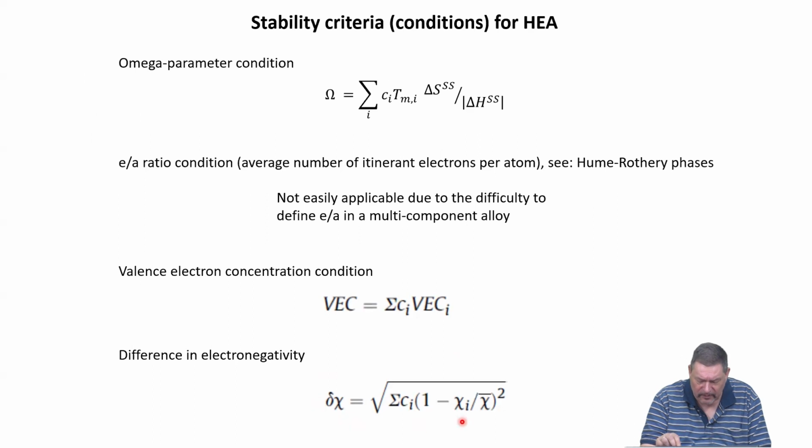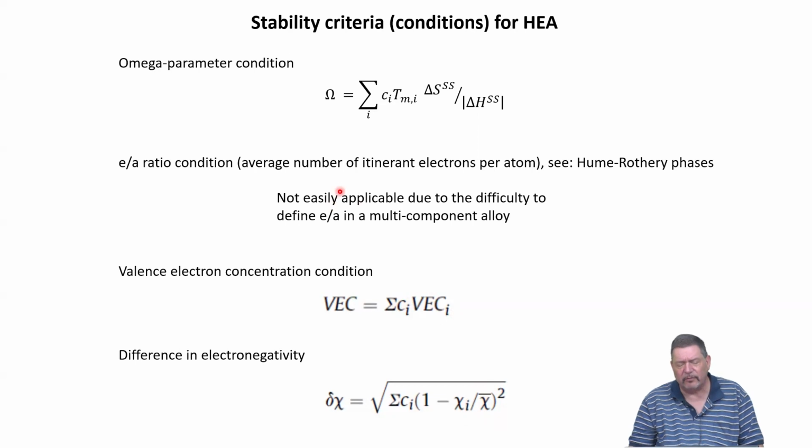Difference in electronegativity, and always now you have to think of this as getting more complex when you have 5 elements, right? So you have to define how to calculate these parameters, or at least estimate these parameters for a 5-component system. And so one always has these average values, like here, this is the weighted average of electronegativities. Valence electron concentration, you just add up.